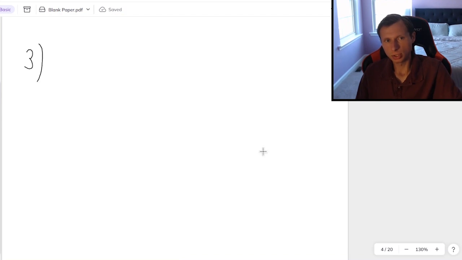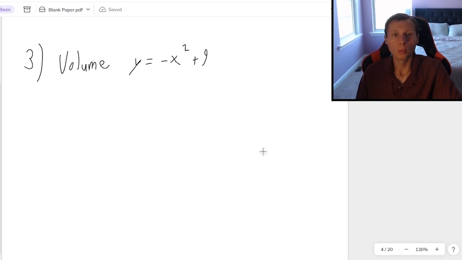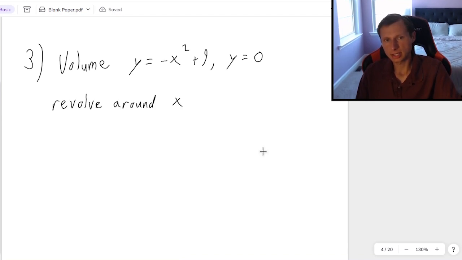So now we're just going to do one more for today. I encourage you to try this one on your own. It's good practice. We're going to be revolving around y equals negative x squared plus 9 and y equals 0, which is the x-axis. But we are going to be revolving around the line x equals negative 4. So go ahead, pause the video, give this a try on your own, and when you're ready to see the solution, unpause.